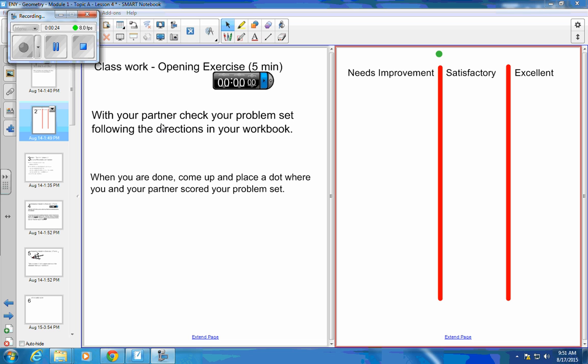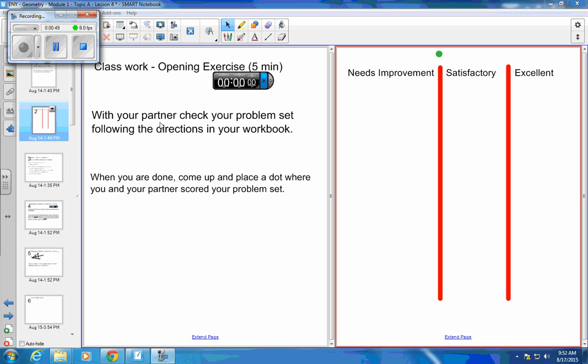We've got a needs improvement, a satisfactory, and an excellent. Basically, needs improvement: you didn't do much that you were supposed to. You've got few construction arcs. You've got few vertices or relevant intersections labeled, and the lines are not drawn with a straight edge and not drawn correctly. And fewer than 3 angle bisectors are constructed correctly.